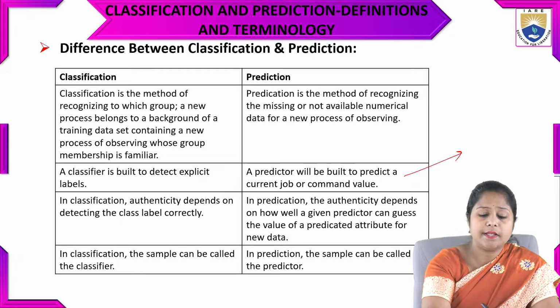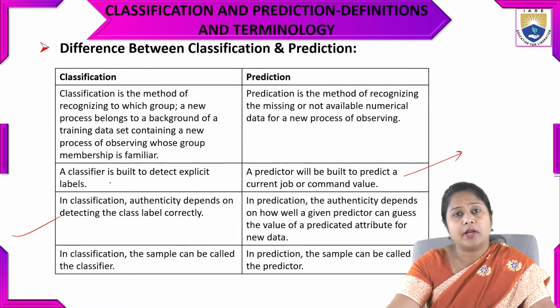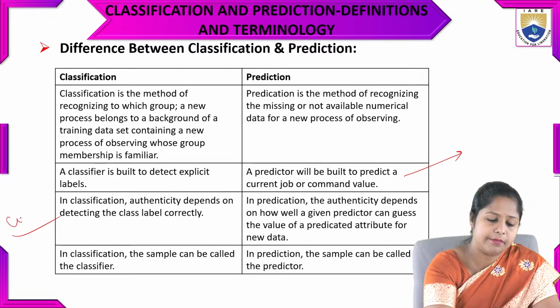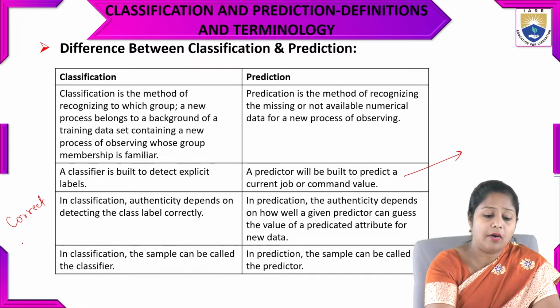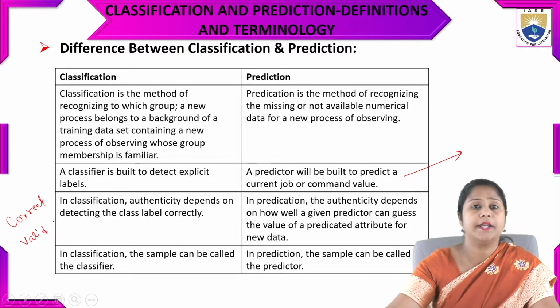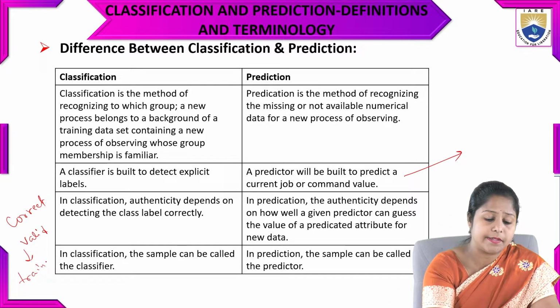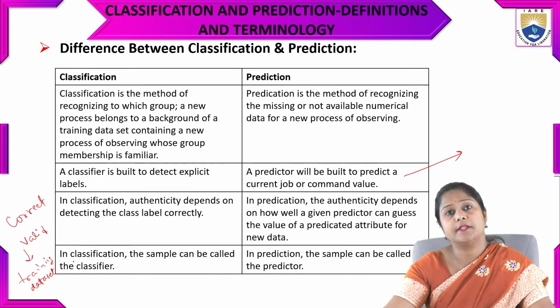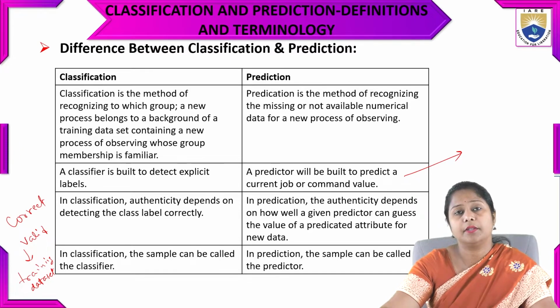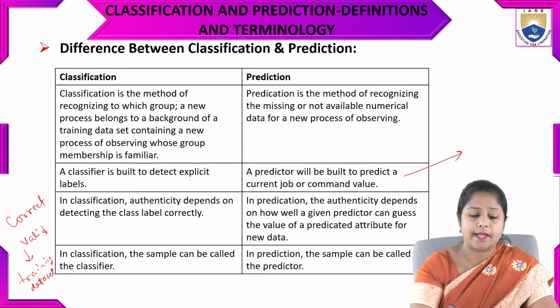In classification, accuracy depends on detecting the class label correctly. So what is the training data, how correct is the training data we have, how valid the data is, how correct the data is in the training set. All of that will depend on the training data set, and the accuracy will be carried forward for that data while we are detecting the correct class labels.